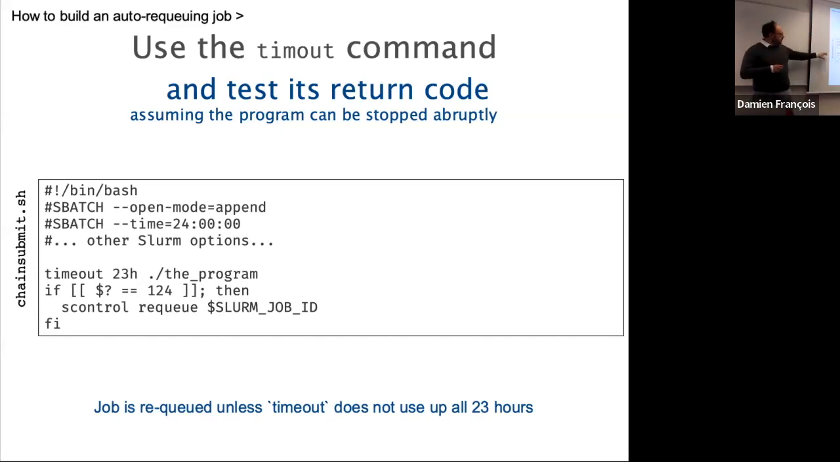So basically what happens is that if your program runs for 12 hours, nothing here happens. But if it runs for 23 hours, then this condition will be true, and this will be run. So basically, scontrol requeue and then your job ID will re-put the job in the queue. So if you have a program that you know will run for 3 days, this will typically cut it in 3 parts. Well, actually in 4 parts, because the last part will be 3 hours. Okay, so it's an easy way to automatically resubmit a job when it's not finished.